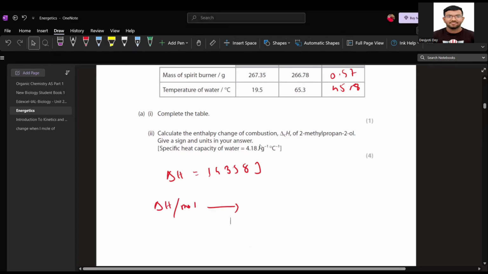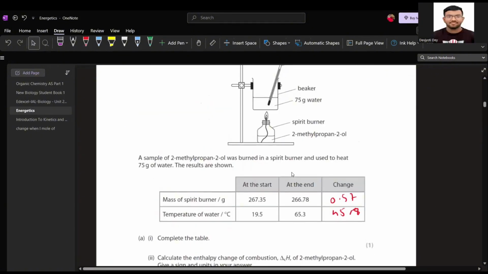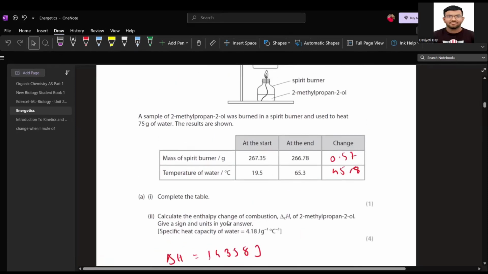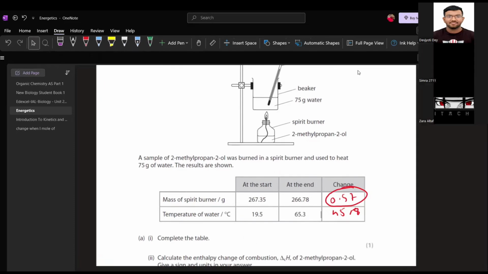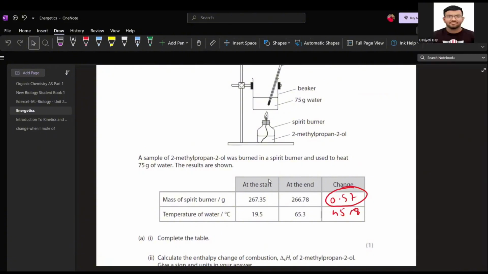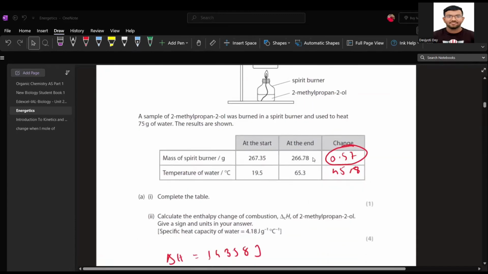First of all, let's check. Even the molar mass might be wrong. So this is the amount of mass that reacted from the spirit burner, right? 0.57 gram. Samaya, can you hear me? Yes, sir. Okay, very good. I'm just explaining Hess law and then we will move on to the next chapter. Please wait for a while. So 0.57 gram basically reacted from the spirit burner, right? So that will be our mass.